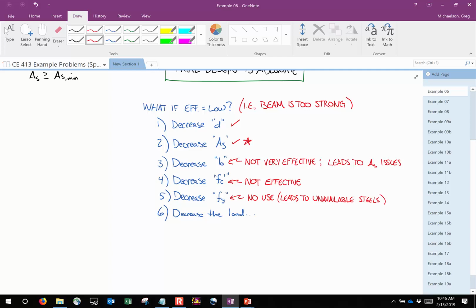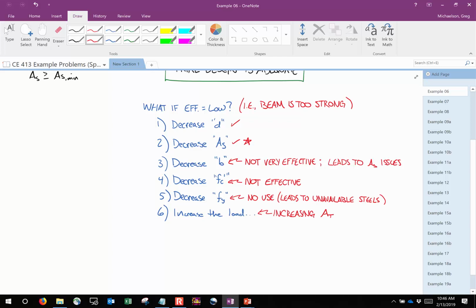But when I said decrease the load, like you said decrease the load, what does that mean? Well, first off, let me say this. If the beam is too strong, we actually probably wouldn't want to decrease the load, we want to increase the load. So that's actually probably backwards. I probably need to say increase the load. But what does that mean? That means increasing the tributary area. That's what that means.